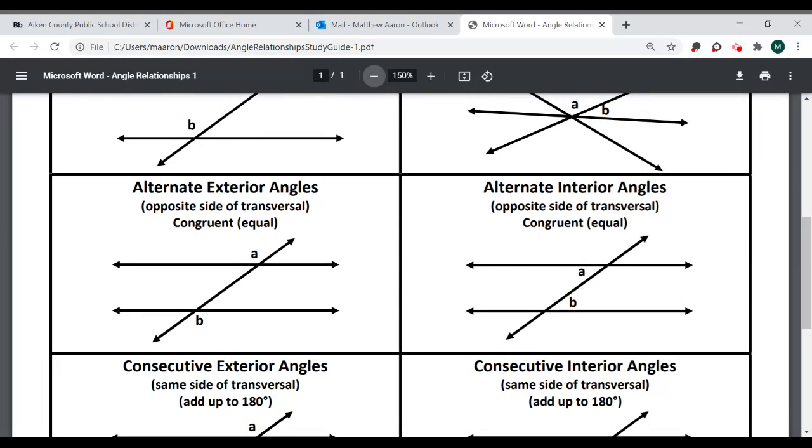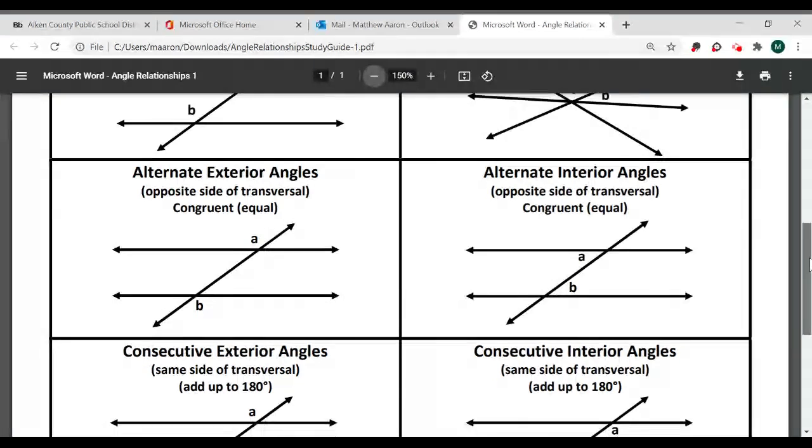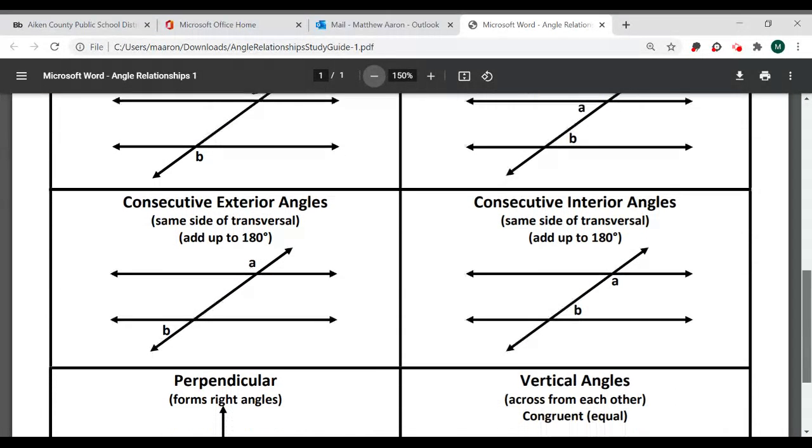This one is alternate interior angles. Notice how this one is exterior and this one is interior. Look at where they are on the parallel lines. Here they're on the outside, here they're on the inside. Now notice they're also on the opposite sides of the transversal line. One is on the left side over here, the other one is on the right side. But they are congruent or equal. Alternate interior angles.